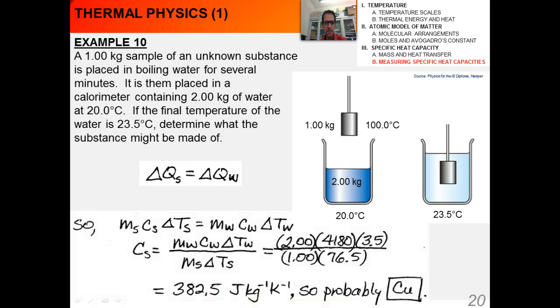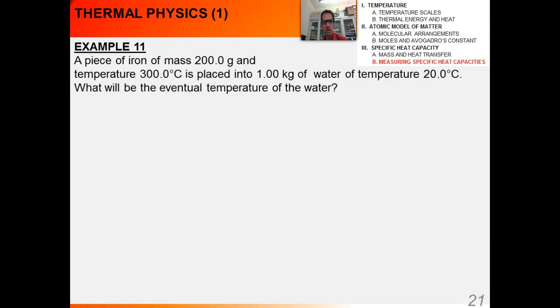Well, by conservation of energy, the change in heat of the solid is the change in heat of the water. I get 382.5 joules per kilogram per Kelvin, so consulting the previous table that I showed you of specific heat capacities, it's probably copper. All right, pretty cool. Isn't this ingenious? It actually works, okay? And one more example before we close this video.